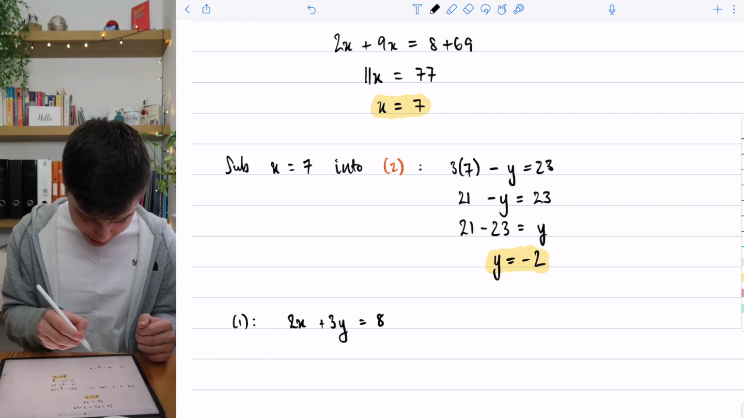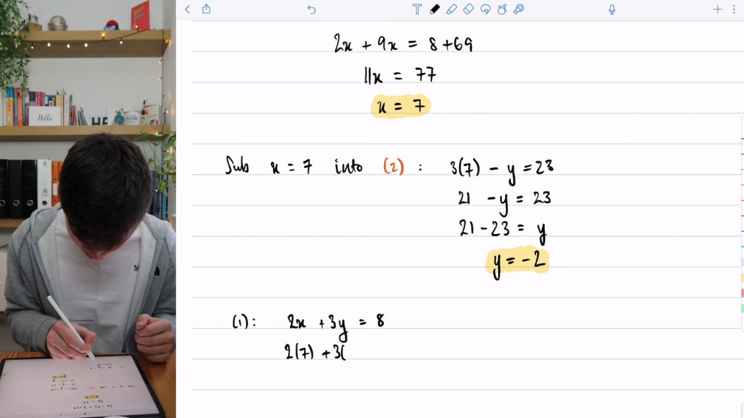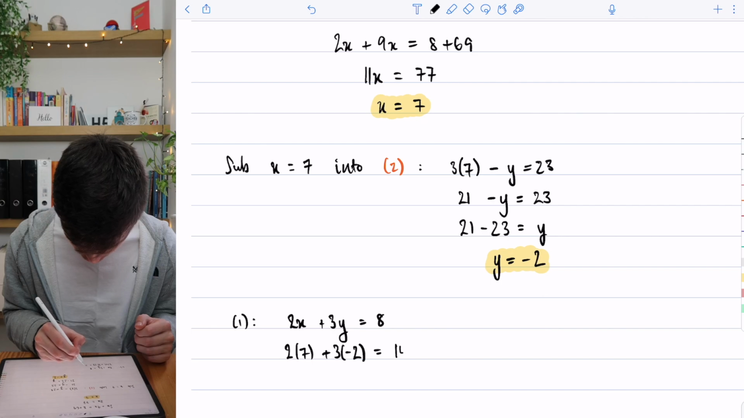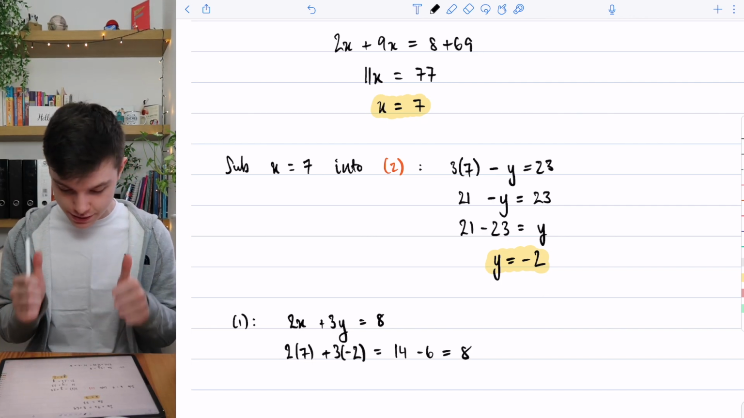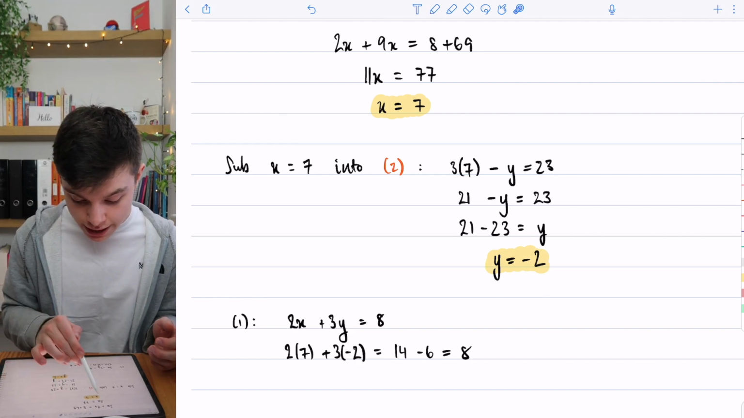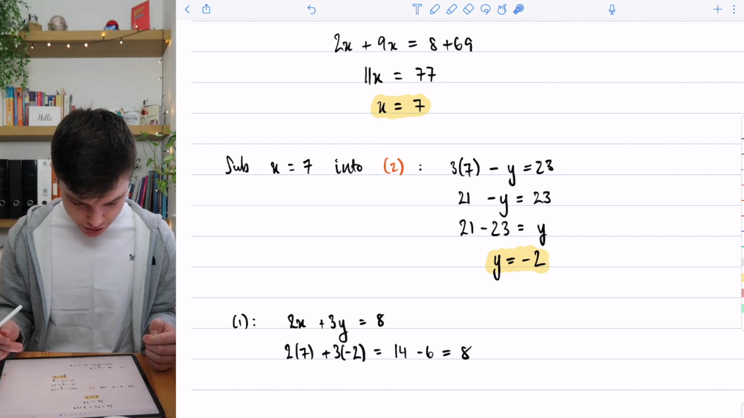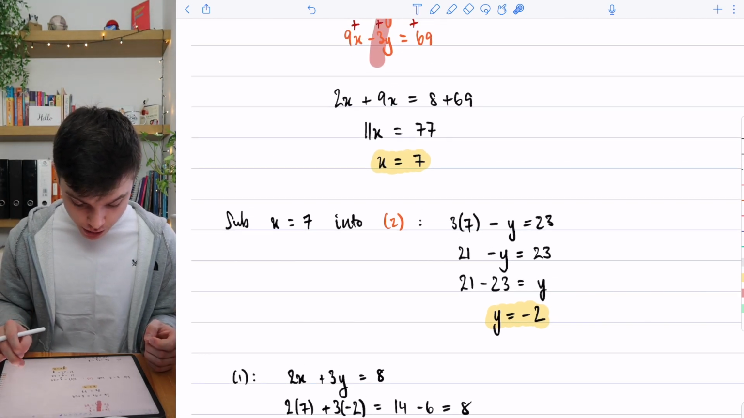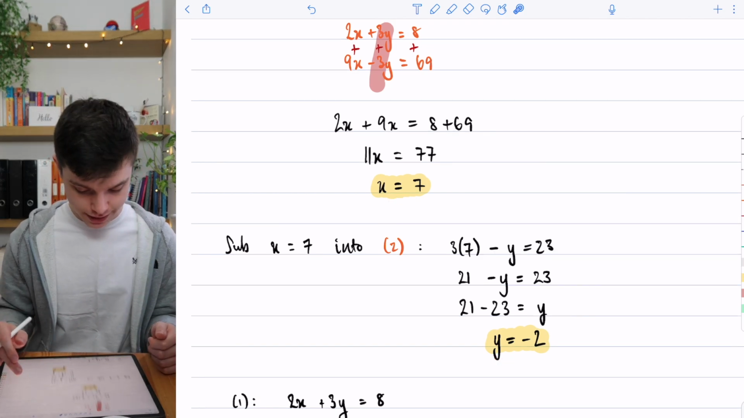And we've got here 2 times 7 plus 3 times minus 2. Does that equal 8? Well, that's 14 minus 6, and that does give us 8. So perfect, those are our correct values. And again, you could write this at the bottom just to summarise your answer. Okay, so that's all we needed to do. We've found our value for x and we've found our value for y, so that is perfect.